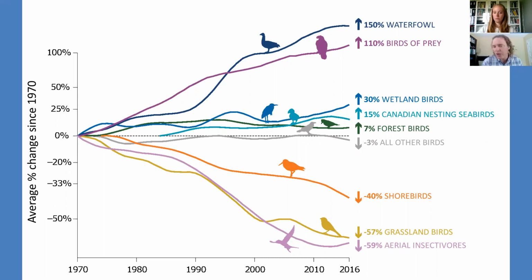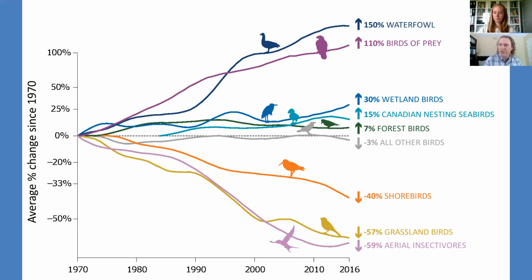But the three groups I want to focus on here are the three groups of birds across Canada that are in massive decline. Shorebirds, especially Arctic nesting shorebirds that winter in South America, the real long distance migration champions. Grassland birds, right? A 57% decline in grassland birds since 1970. That is terrifying, right? That is an absolute shock.